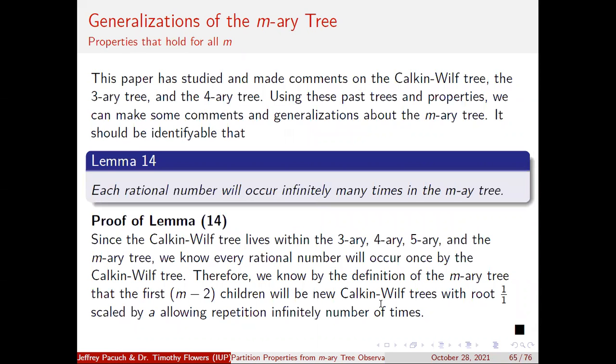So there's another theorem I want to lead into, but since we're still talking about the m-ary tree, it's still worthy of mentioning that every rational number occurs an infinite number of times. Hopefully you saw this logic, but it's still worth defining. The Calkin-Wilf tree lies within the m-ary tree. We know it'll occur once and it'll repeat the a over a or the Calkin-Wilf tree m-2 times. So we know that every rational number will occur an infinite number of times.